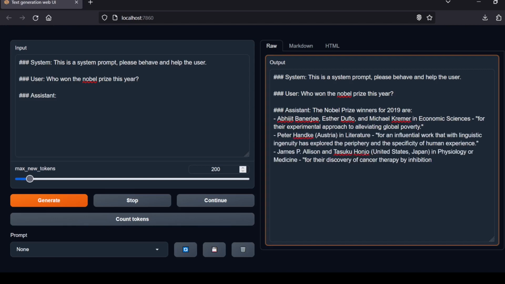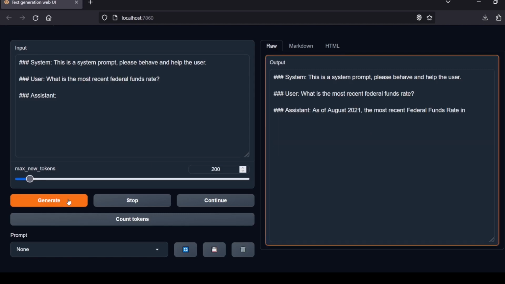It accurately listed the 2019 Nobel Prize winners in economic sciences, literature, and physiology/medicine. But since the data only reaches up to 2019, the local lab rating is partial. Next question. What is the most recent federal funds rate?